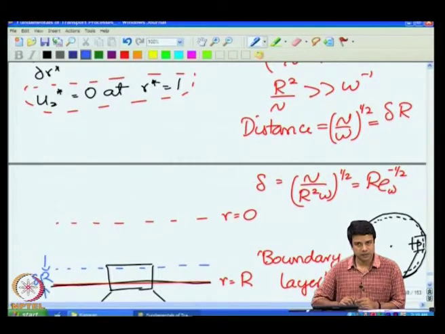Just by dimensional analysis, the thickness of this layer over which diffusion takes place has to be the kinematic viscosity times the period of oscillation to the half power. Okay. Or if I scale this by r, then the thickness goes as the Reynolds number power minus half.